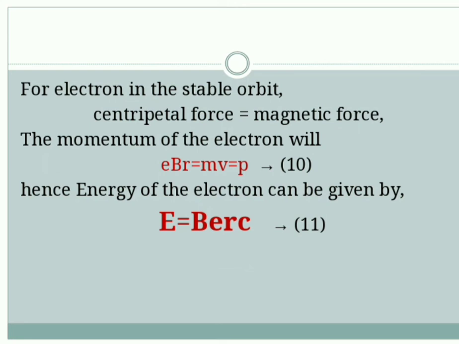For the electron to be in a stable orbit, both the forces, magnetic force as well as centripetal force, should be balanced. So from that, it is written as eBr = mv = p. Hence, the energy of the electron, where capital E represents the energy of the electron, is given by E = eBrc. So this is the energy of the electron gained within this Betatron device. Thank you.